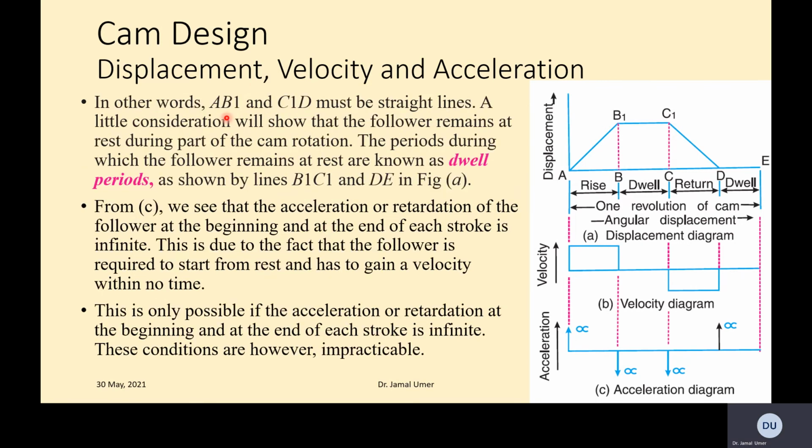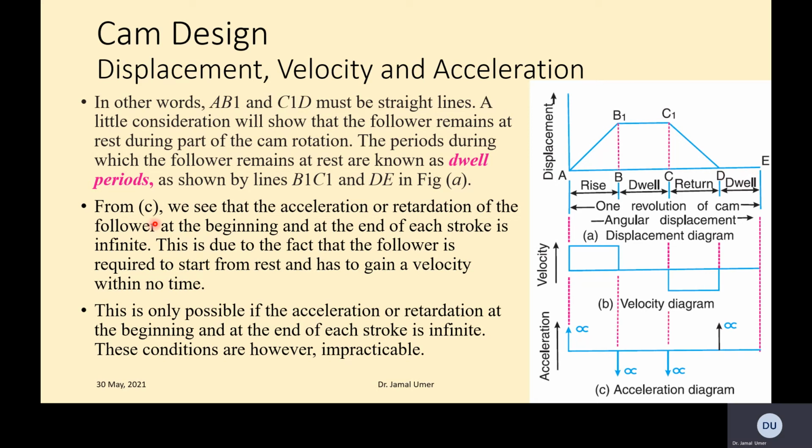Yeah, so in other words, AB1 and C1D must be a straight line. A little consideration will show that the follower remains at rest during part of the cam portion. So here, the follower is at rest. Here, the follower is at rest. The periods during which the follower remains at rest are known as dwell, as shown by B1, C1. So B1, C1 is one dwell, and DE is another dwell.